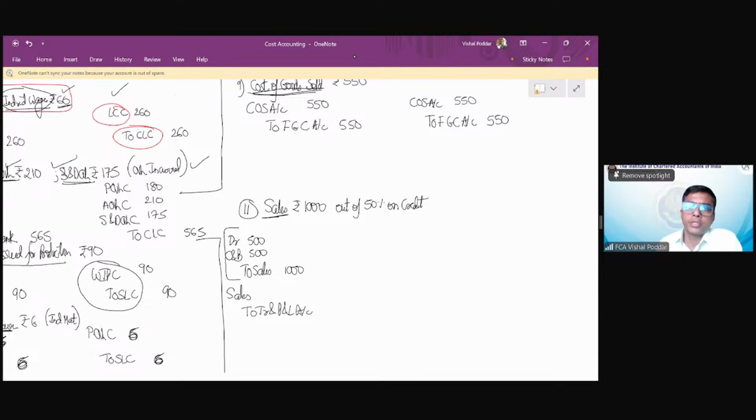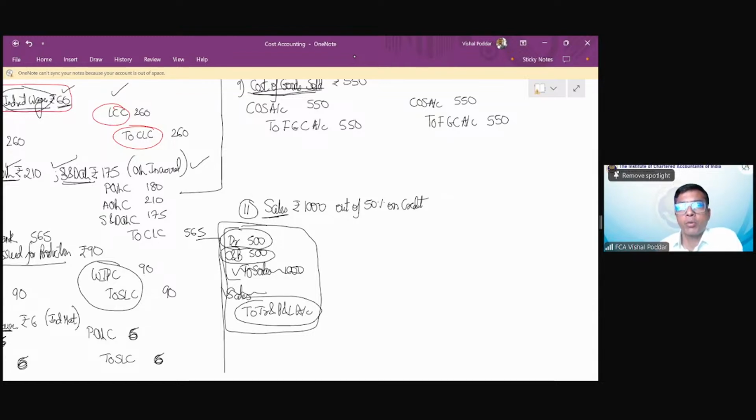Now, since we are not preparing the sales account in our cost accounting, and I want to pass the entry for sales, how will I pass it? I will make a combined entry for both these transactions. If you make a combined entry for both, sales and sales will get cancelled. Sales debit, sales credit will get knocked off. So eventually, what is the entry left? Debtors debit 500, cash bank debit 500 to the trading P&L account 1000.